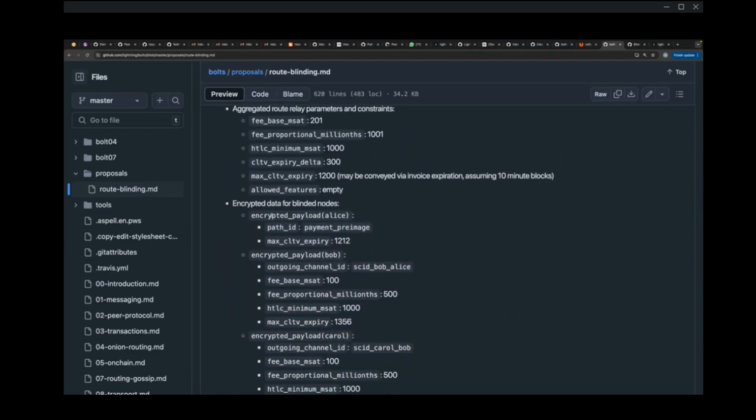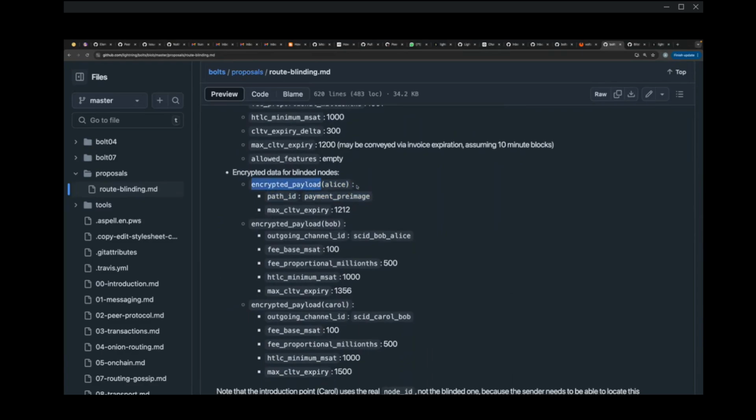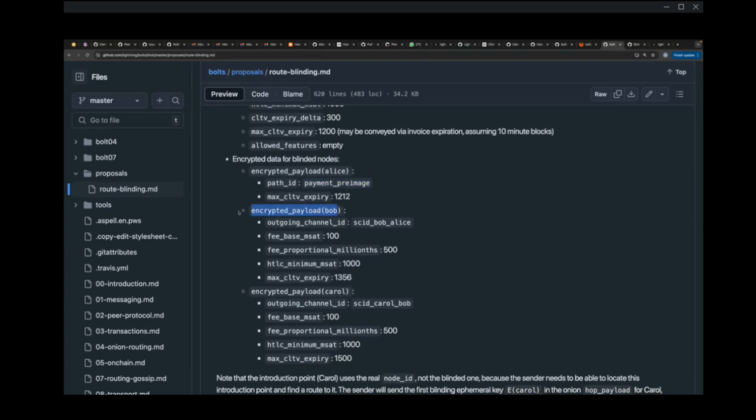Yeah, as you can see, this one's the encrypted payload of Alice. Alice is the receiver of the payment. As you can see, it has the payment pre-image. This is Bob's encrypted payload. As you can see, it mentions the outgoing channel ID. When Bob decrypts the data, it would know where to hand over this onion to. Similarly, Carol would also know where to hand over this onion to. So if Bob is passing over the onion to Carol, here the outgoing channel ID, this one here, would be the channel ID between Bob and Carol. So that is how Bob knows that it has to redirect the packet to Carol.